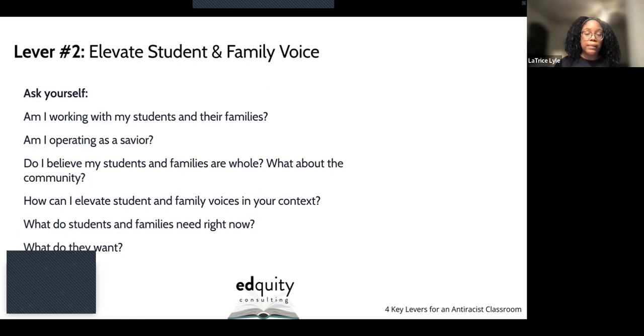So take a step back. Am I operating as a savior? Am I operating from the viewpoint that I know best? Or am I operating as a partner and engaging the student and the families as equal partners as we work to create the best learning experience and environment for this child individually and for the whole classroom?